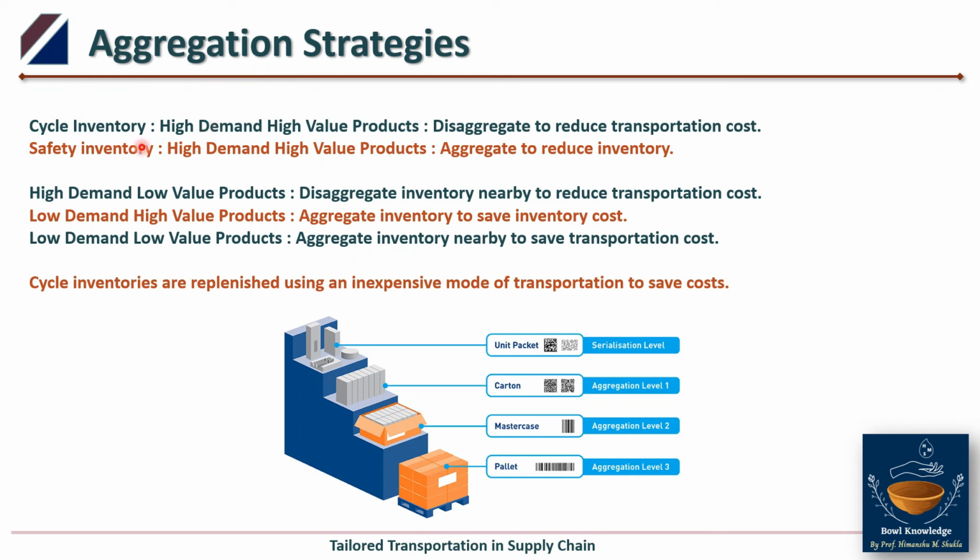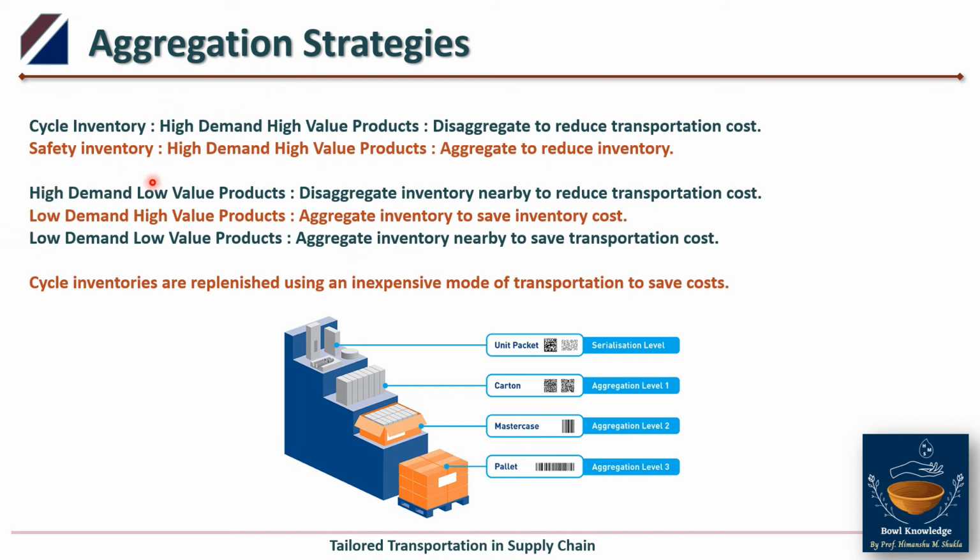But in case of safety inventory, now safety inventory में क्या होता है, there are variety of products. Okay, there is not a single product. Cycle inventory में there is a single type of product, let's say raw material. So raw material is just like one variety of raw material. But in safety inventory, there can be a number of materials, number of varieties of the product. Then if it is high demand and high value product, you should aggregate to reduce inventory. Now why we should aggregate? बिकॉज जितनी वैरायटी ज्यादा रखेंगे उतना हमको कम इन्वेंट्री मेंटेन करना पड़ेगा. सो इट इज समटाइम्स इन्वेंट्री कॉस्ट, समटाइम इट इज ट्रांसपोर्टेशन कॉस्ट. देन कमिंग टू other three cases.